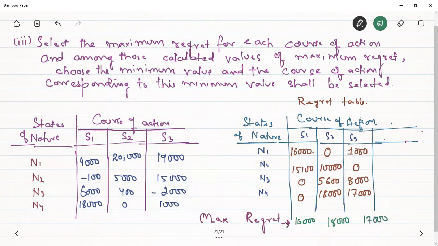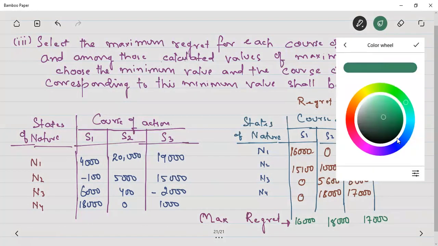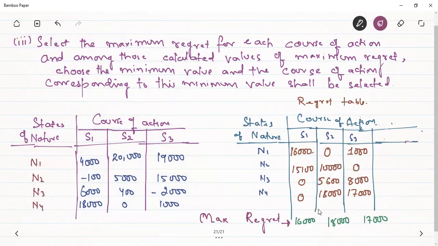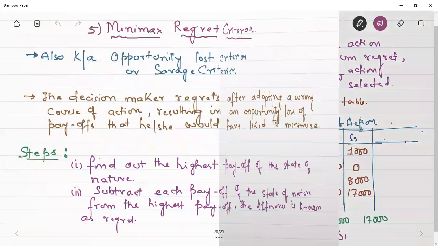So we have found the maximum regret for each course of action, and among those calculated maximum regrets, we choose the minimum value, and the course of action corresponding to this minimum value will be selected. Here the minimum value among these maximum regrets is 16,000, and the corresponding course of action is S1. Therefore, S1 will be the one selected.